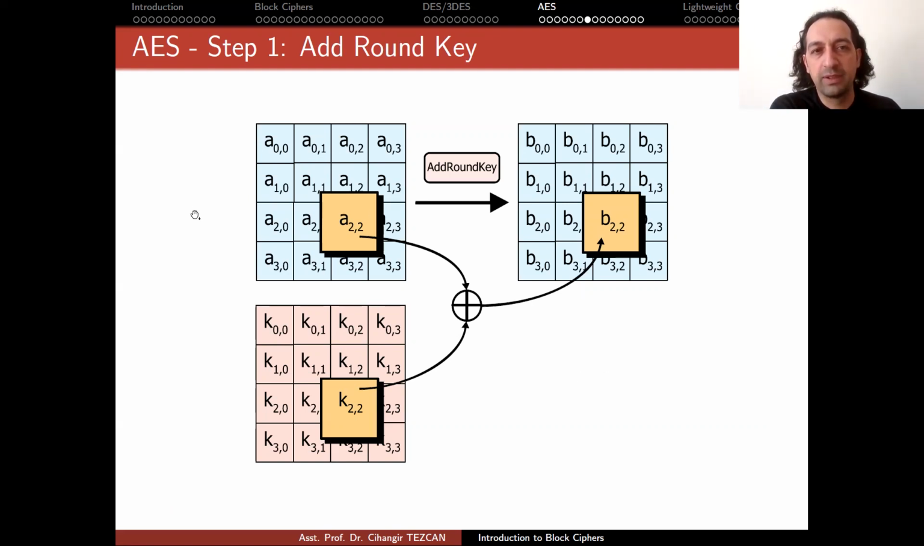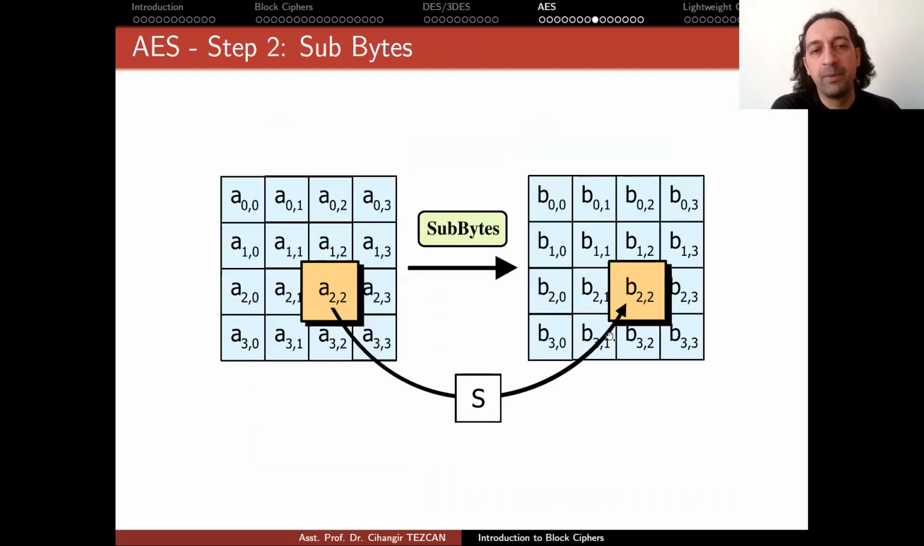We said that the first step is add round key. The round key is also 128 bits. So you XOR the whole 128-bit block with the 128-bit round key. But in the picture, you might think we are XORing the bytes themselves and writing to the correct place. Next step is sub-bytes. Each byte is taken and fed to the S-box, and the result is written to the same place where you took the input.